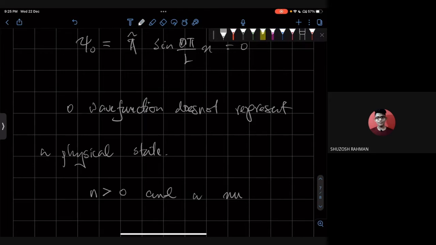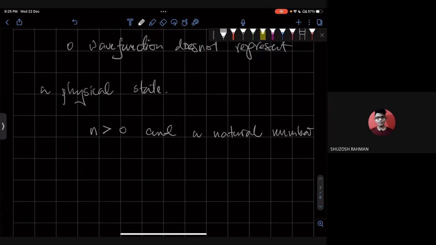Is 0 included in the natural numbers? Does anyone know? In the definition? Anyway, you know what I mean, so that's all I care about.